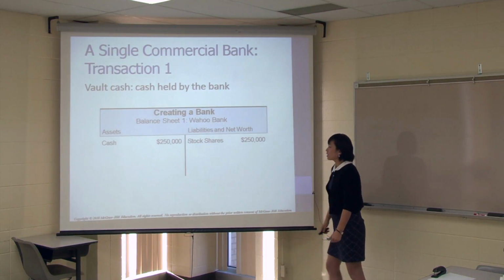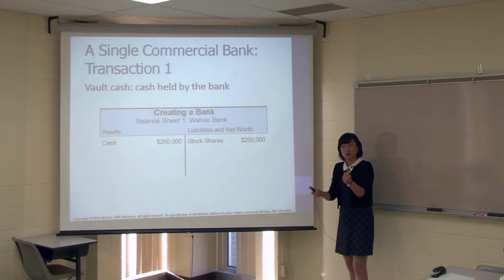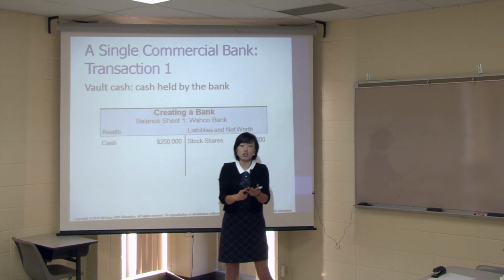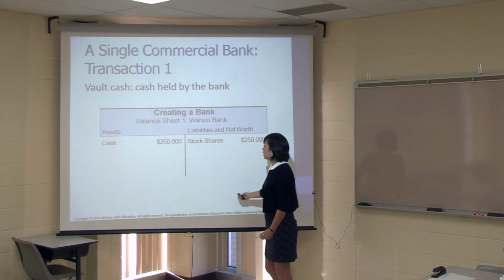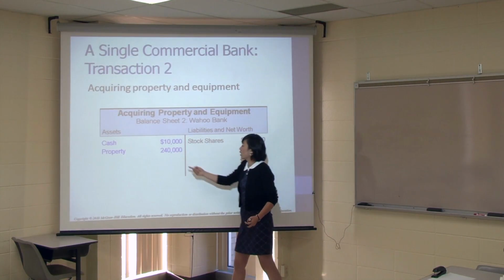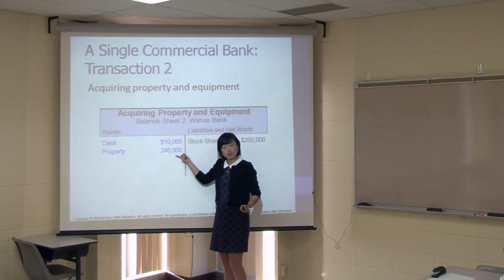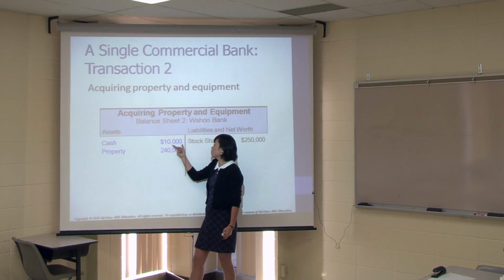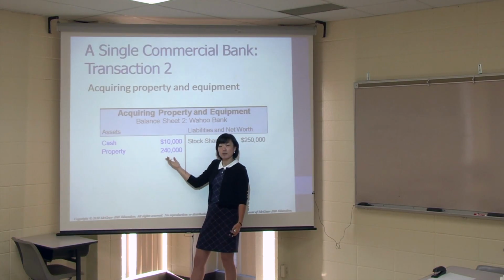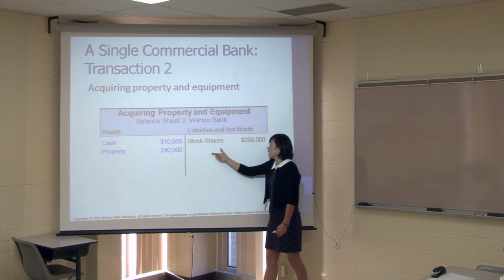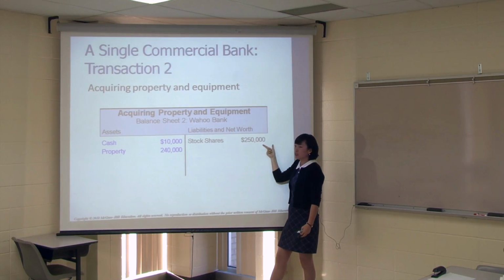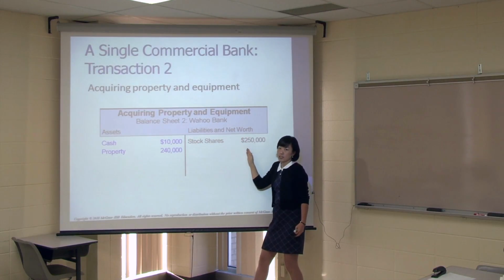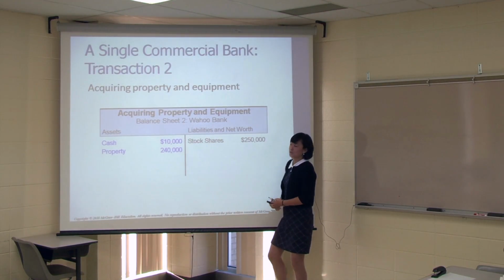After getting all those assets, we need to buy the equipment, the computers, the security system, and build the buildings. For all of that, let's just say it costs us $240,000. This is our property, and at the same time, we still have $10,000 cash left. Now you see, on the right side is still the stock shares for $250,000. So the left side equals the right side. The balance sheet is still balanced.